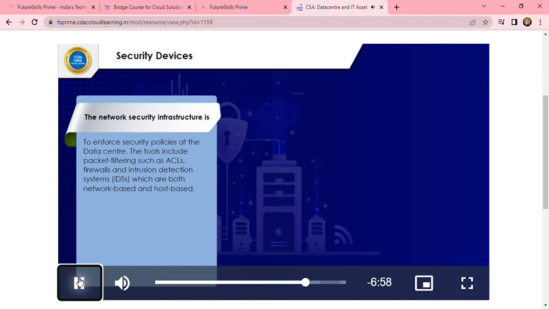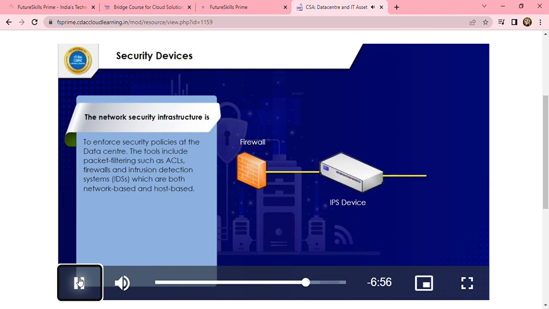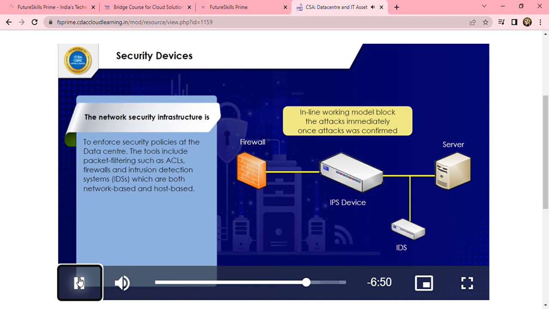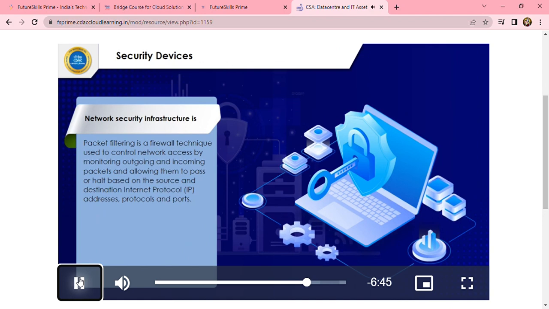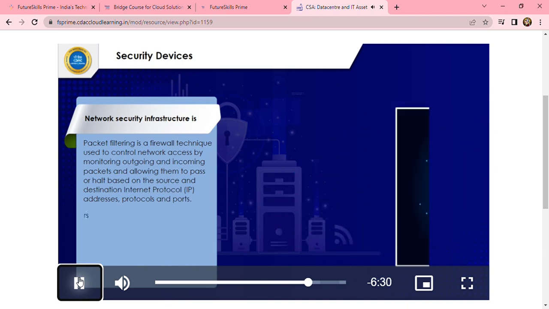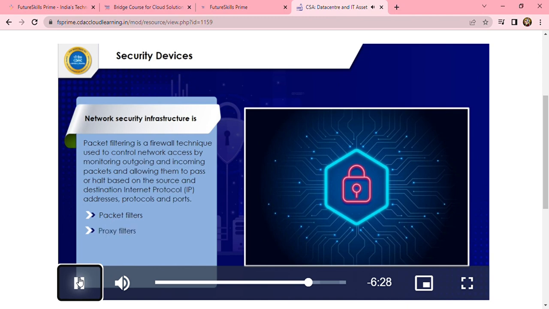The tools include packet filtering such as ACLs, firewalls and intrusion detection systems, IDSs, which are both network-based and host-based. Packet filtering is a firewall technique used to control network access by monitoring outgoing and incoming packets and allowing them to pass or halt based on the source and destination Internet Protocol (IP) addresses, protocols and ports. Packet filters, proxy filters, and stateful packet filters are some of the technologies used to accomplish this protection. Each one works in a different way to filter and control traffic.